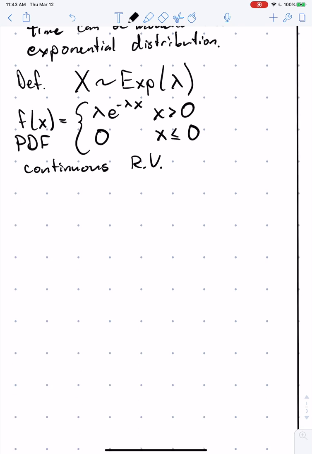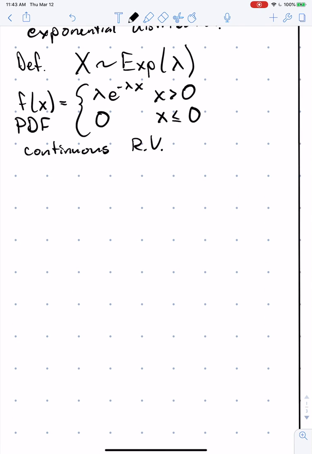It has these properties, so the mean of x is equal to 1 over lambda, and the variance, sigma squared x, is equal to 1 over lambda squared.